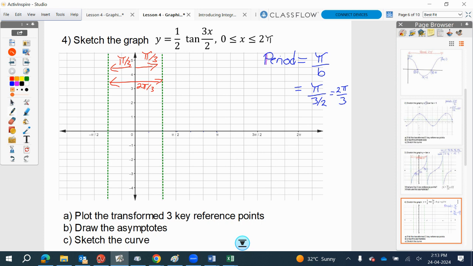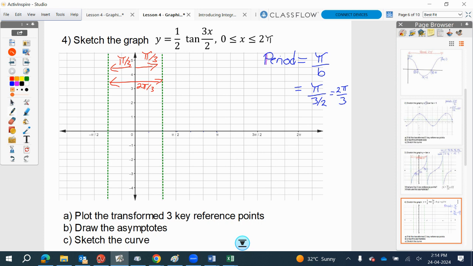So I find out what the period is. The period is given by the standard period over b, not 2 pi over b, as I've been showing. But when it comes to tan, the standard period is not 2 pi, it's pi over b. So we put that in, we get the period to be 2 pi over 3. The period is going to be evenly distributed either side of the y-axis, so we just need to halve that. What's half of 2 pi over 3? Half of 2 pi over 3 is pi over 3.